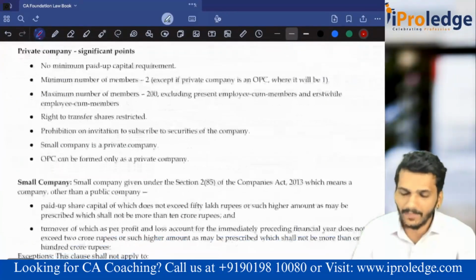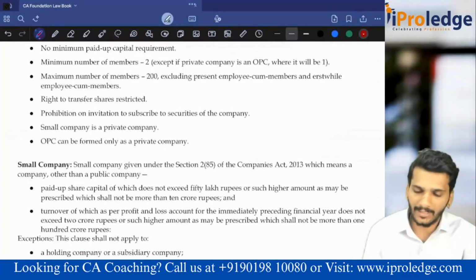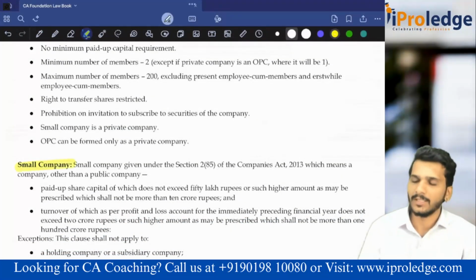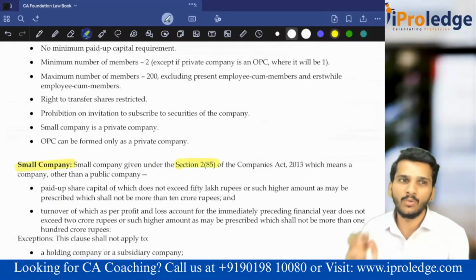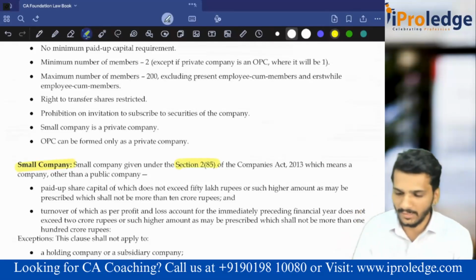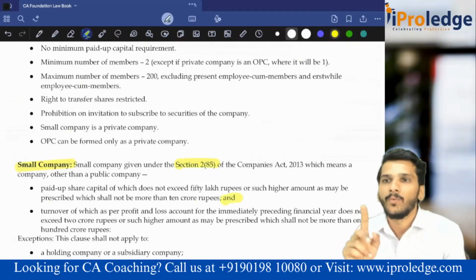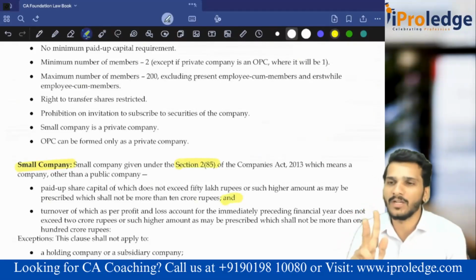The next type of company is small company. Small company means, remember the section number 2(85). Small company means a company which satisfies two conditions. Both the conditions have to be satisfied. It is an AND condition. One is the paid up capital condition, one is the turnover condition.